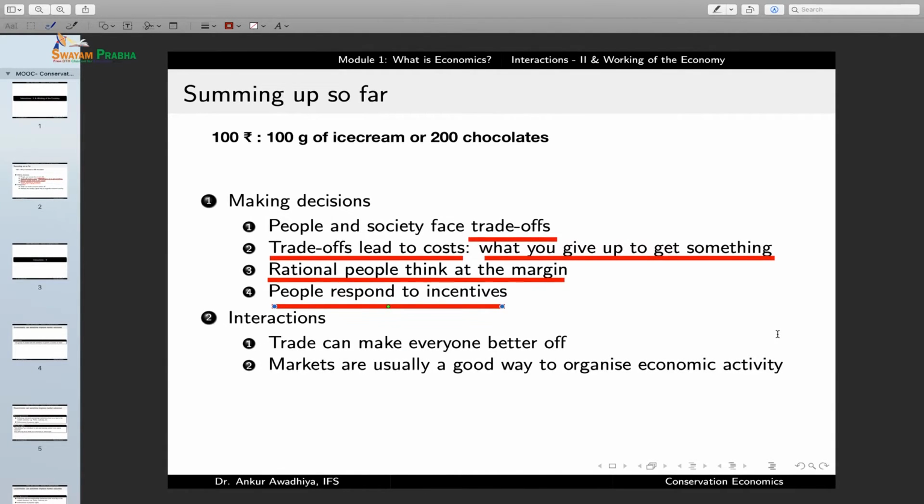People respond to incentives, and throughout this course, we will have a look at what sorts of incentives are provided by the government or by the society to make people respond in certain ways.